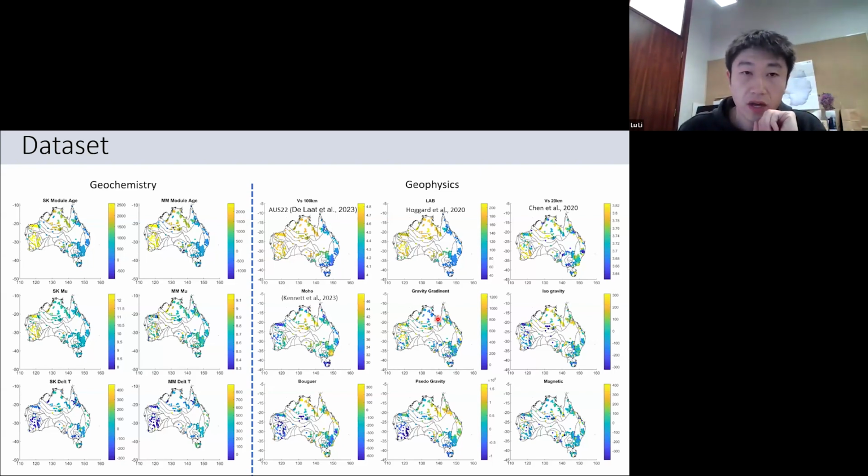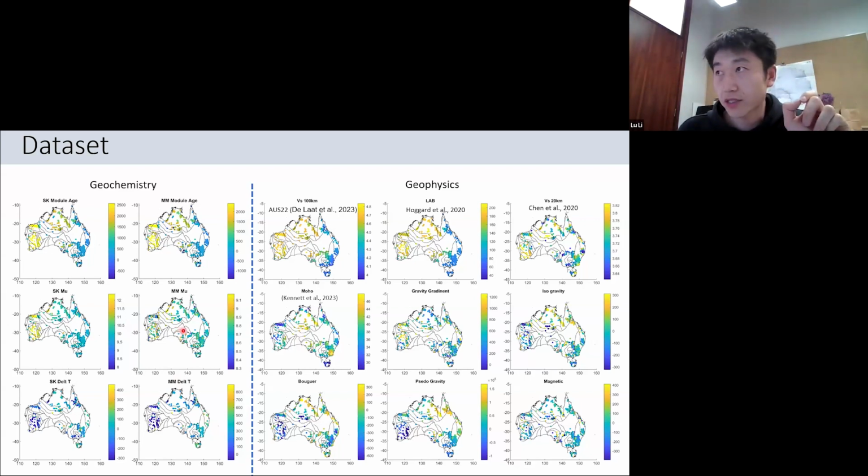So basically, on the left-hand side in the first column, we have this two-stage model, which has the model age, the mu value, and the delta T. And in the second column is the single-stage model. You can see they basically look similar, but there's some small variation.